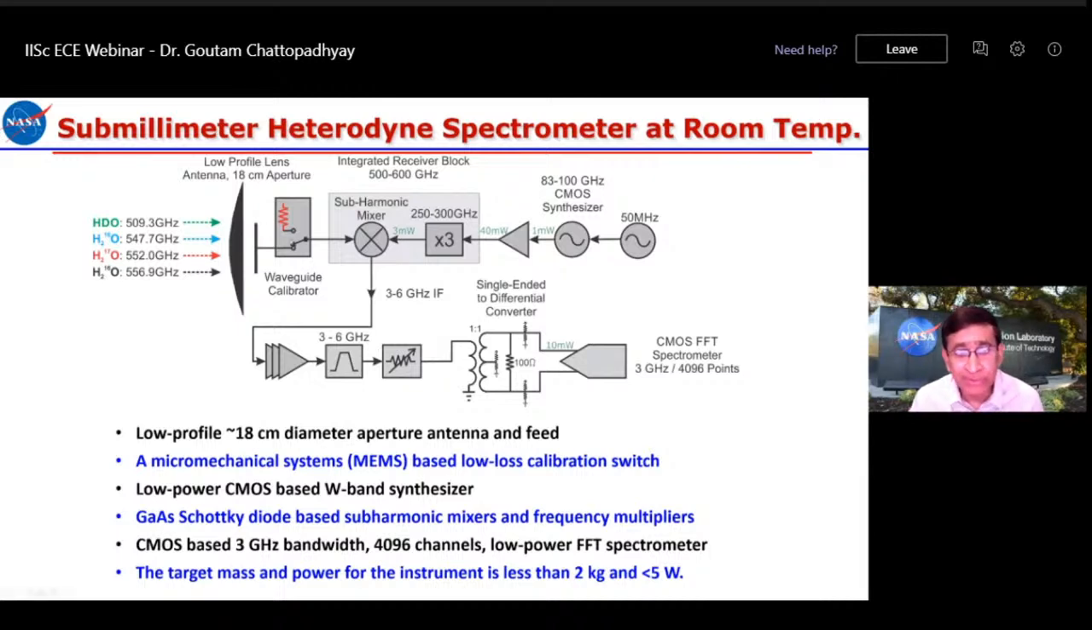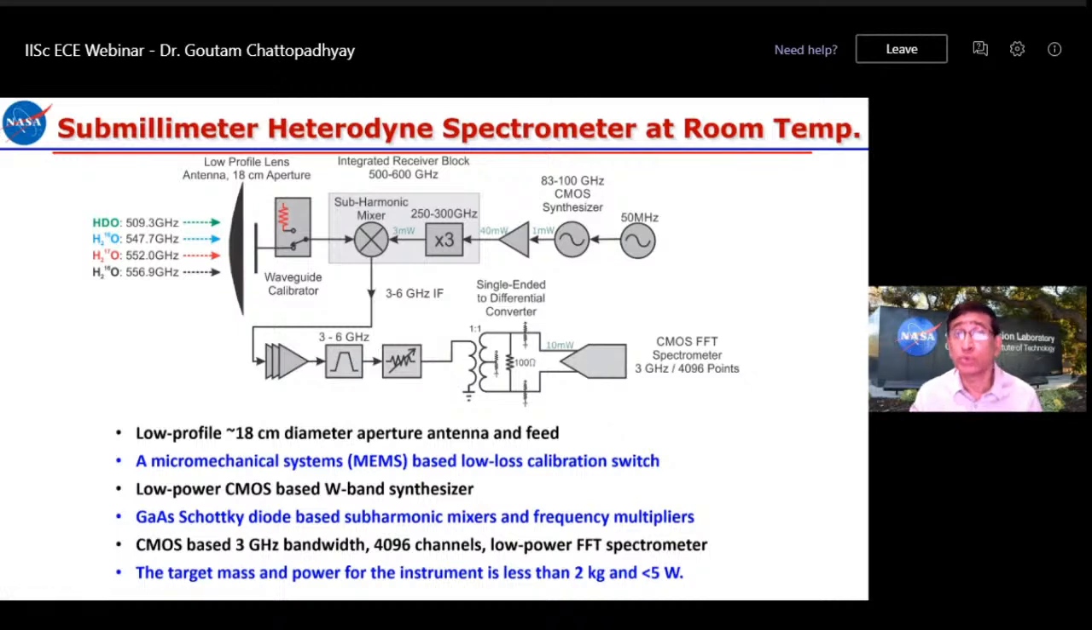And then we have to develop a calibration switch, and we are going to use a subharmonic mixer, a gallium arsenide Schottky diode based mixer. We have to generate the local oscillator, and we have developed a synthesizer, a CMOS 65 nanometer synthesizer working at W band, giving low phase noise, and frequency multipliers. Then we go through the amplification, and at the back end we also developed a spectrometer.